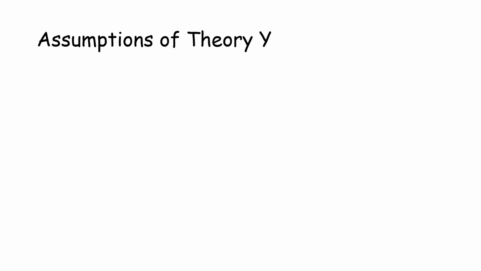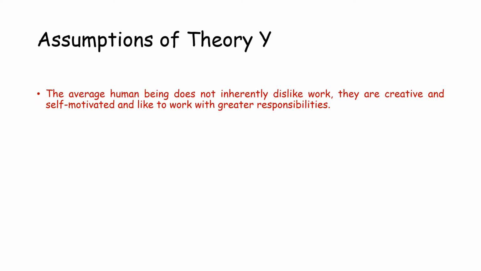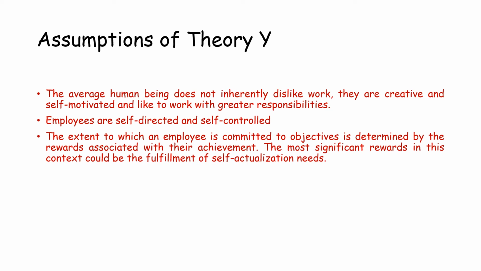Now, let us go through the different assumptions of Theory Y given by McGregor. The assumptions of Theory Y are completely opposite to the assumptions of Theory X. The average human being does not inherently dislike work, unlike in the case of Theory X. They are creative and self-motivated and like to work with greater responsibilities. Employees are self-directed and self-controlled. The extent to which an employee is committed to objectives is determined by the rewards associated with their achievement. This is different in the case of Theory X, wherein the employee looks forward for financial rewards.